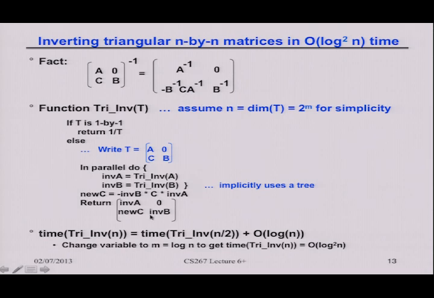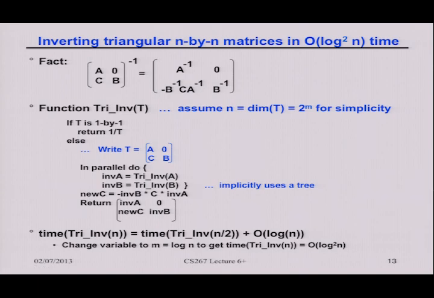So the question is, how fast does this run? So I'm going to write down a recurrence. The time to call this triangular inversion routine in an n by n matrix. Well, first I have to do these two n over 2 problems, but they run in parallel, so that's the time of an n over 2 problem. Sorry. And then I do matrix multiply, that's log n, and if you solve this recurrence, you get log squared n. So that's a building block.